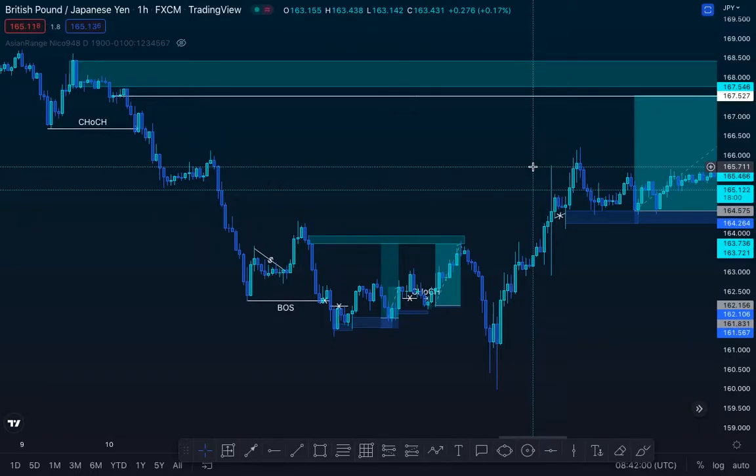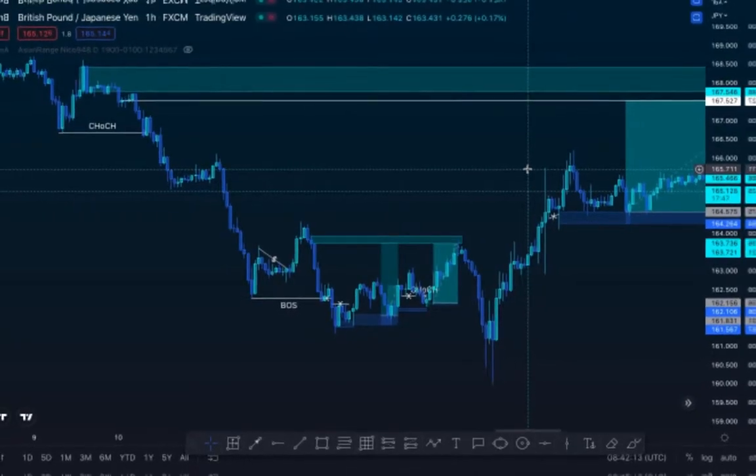Today I'll be showing you an order block strategy rule that I've been using throughout the past few months that has helped me to get better entries on my order blocks and to actually have high probability, and I'll be showing that to you today.